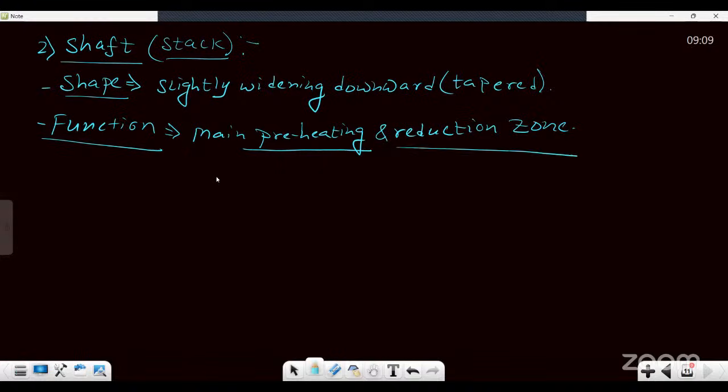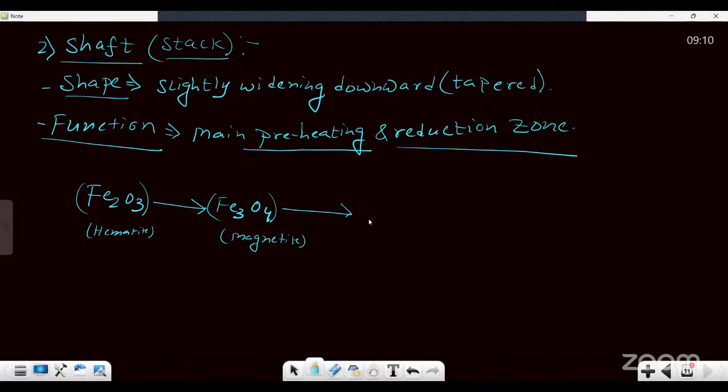What reduction reactions are taking place in the shaft? Primarily, most of the reduction reactions take place in the shaft only. For example, Fe2O3 is getting reduced to Fe3O4. The steps are very important, so please remember this sequence. This is hematite and this is magnetite. So hematite is reduced to magnetite, Fe2O3 to Fe3O4. The Fe3O4 is further reduced to FeO, and the FeO is finally reduced to iron.